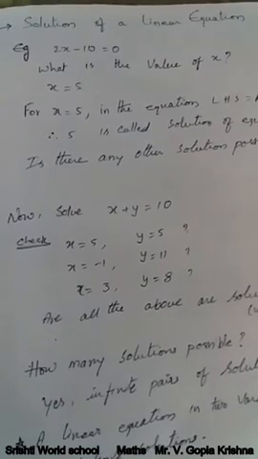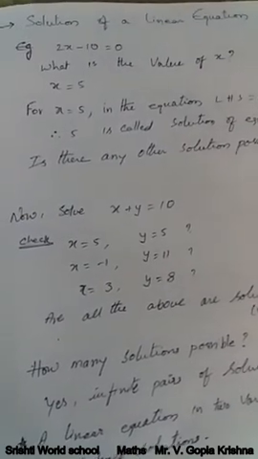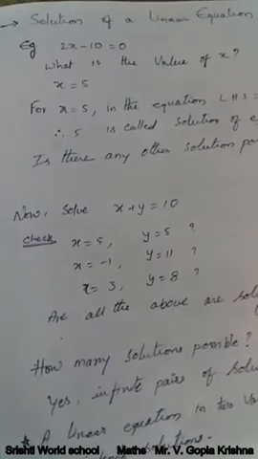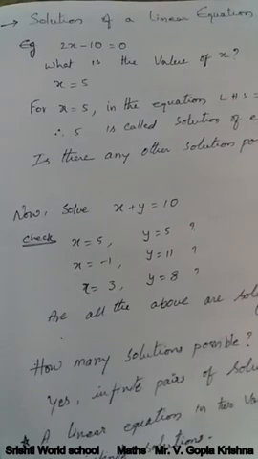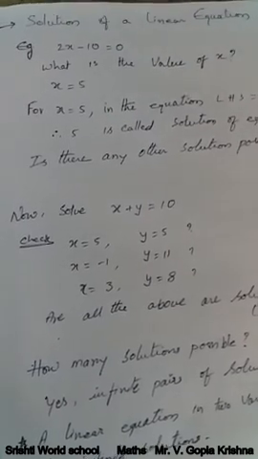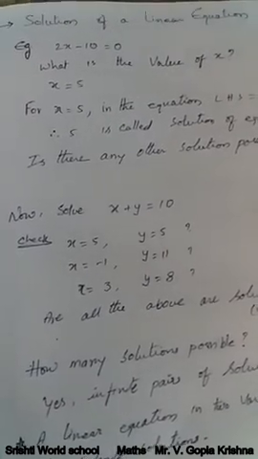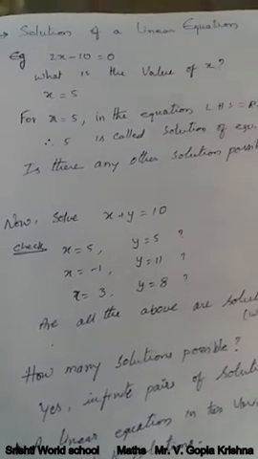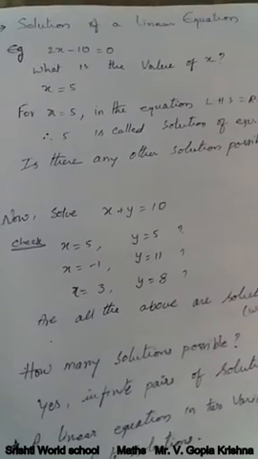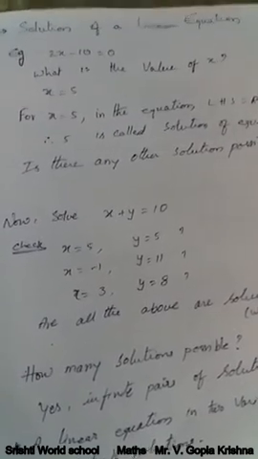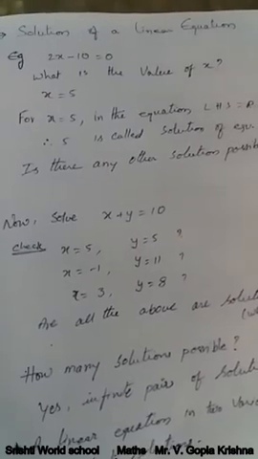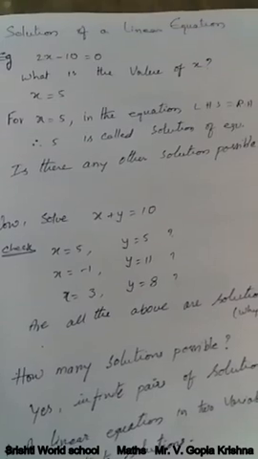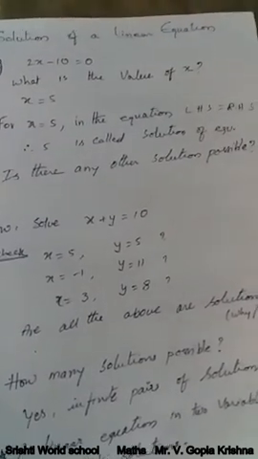So here we say 5 and 5, this pair becomes a solution. Even minus 1 and 11 becomes a solution. Let's check this one: 3 and 8. I took a pair of values, 3 and 8. In this case, LHS is not equal to RHS. Hence the pair x as 3 and y as 8 is not a solution for x plus y equals 10. Can you give some more solutions? Are they possible? First of all, try.